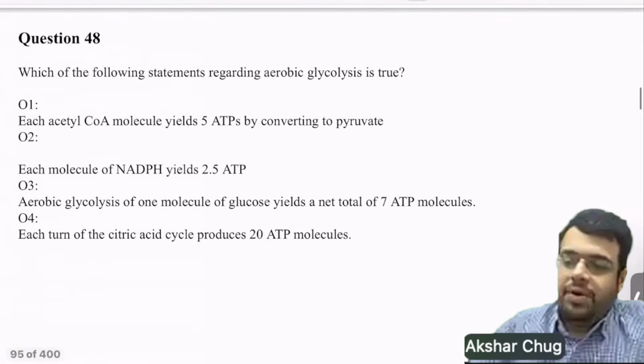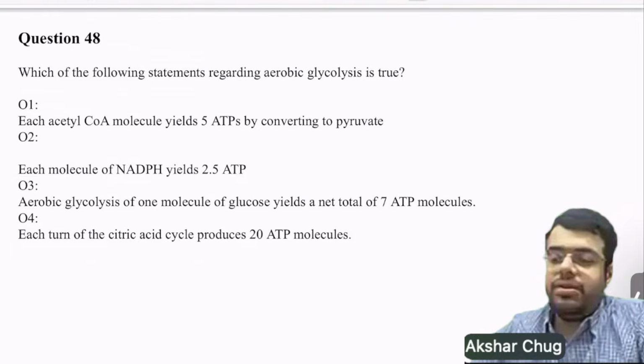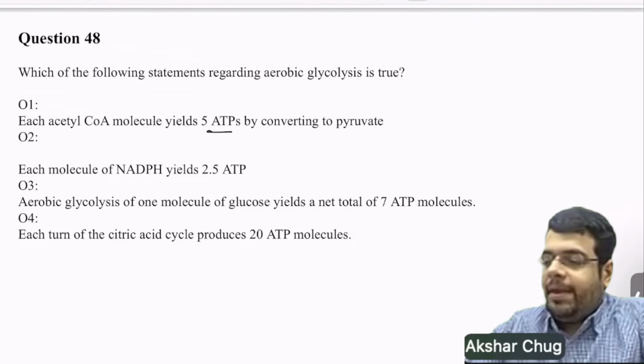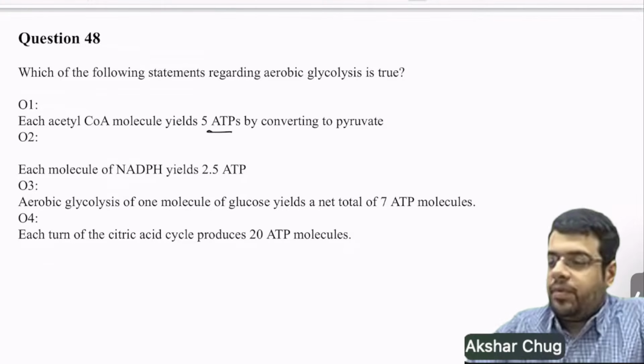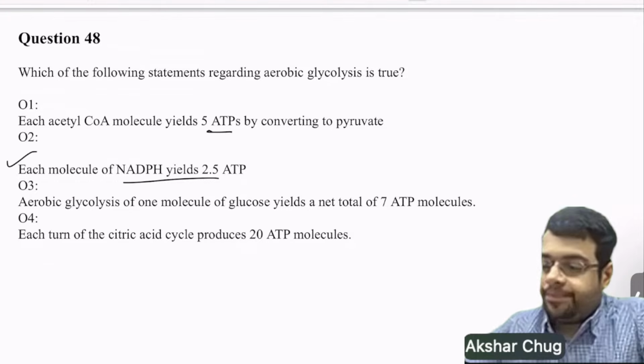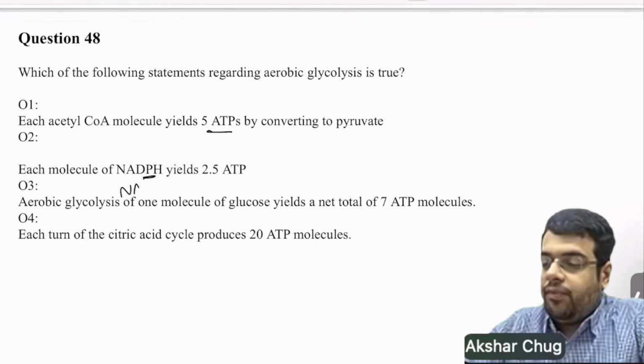Moving on to question 48, which of the following statements regarding aerobic glycolysis is true? Each acetylcholine molecule yields 5 ATP by converting to pyruvate. Okay. Each molecule of NADPH yields 2.5 ATP. Again, that is correct. Okay, so basically, this is a wrong statement. I forgot to read NADPH. Every molecule of NADH will convert into 2.5 ATP.